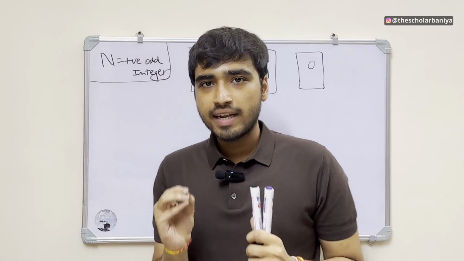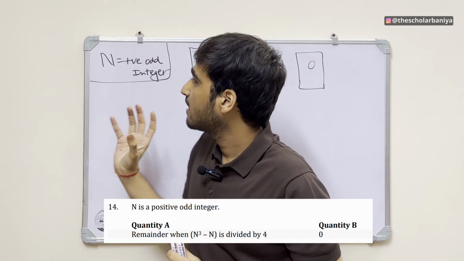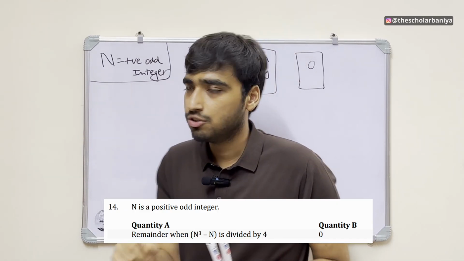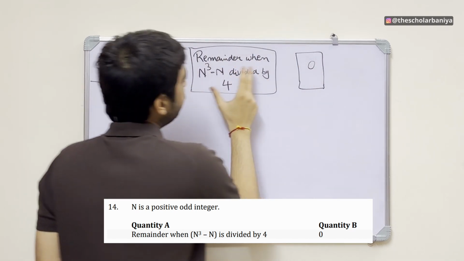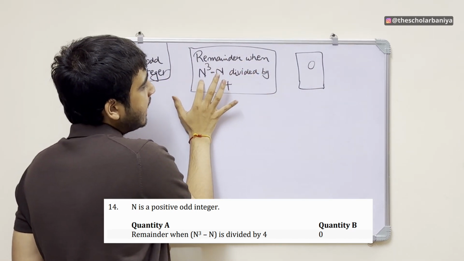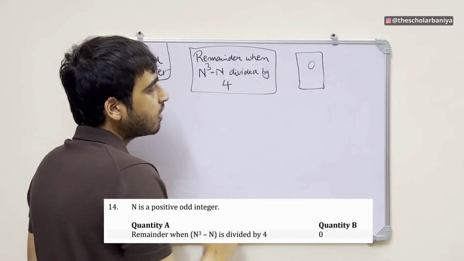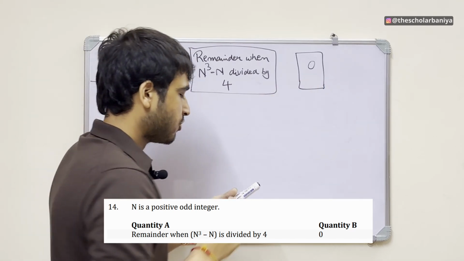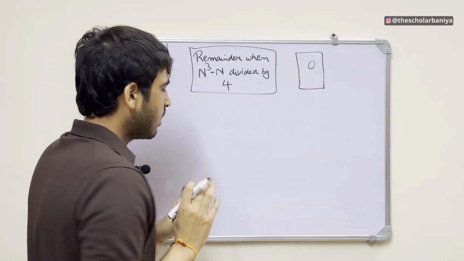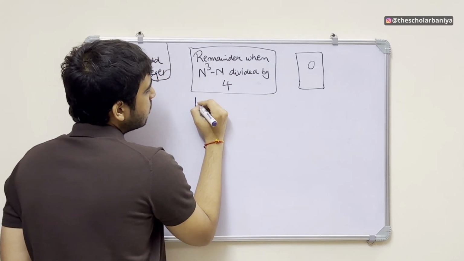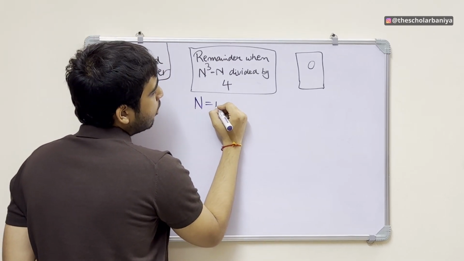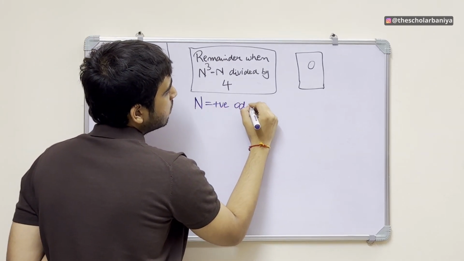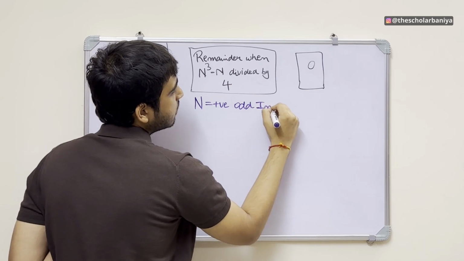So guys, let's move on to the next question now. In this question, we are given that n is a positive odd integer, right? And we need to find out the remainder when n cube minus n is divided by 4, and we need to compare that with 0, right? So this is a very simple question. Let's start. Now we know that n is a positive odd integer, right?